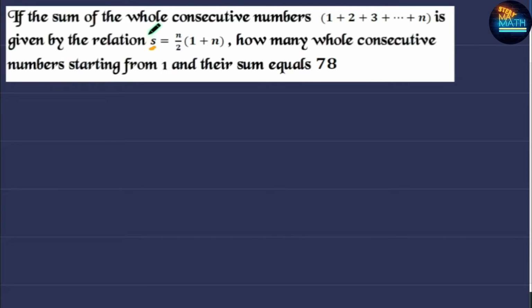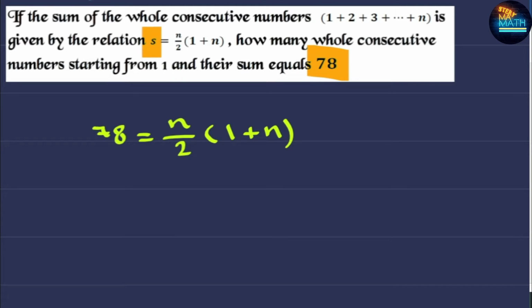So he said that their sum is equal to 78. So you can substitute s with 78. So instead of writing s, you write down 78 and complete the equation. So 78 is equal to n over 2 times 1 plus n. And we need to make an amendment here in this equation by multiplying both sides by 2 to get rid of the denominator, because we have 2 here in the denominator. So multiplying by 2, you will get rid of this 2.